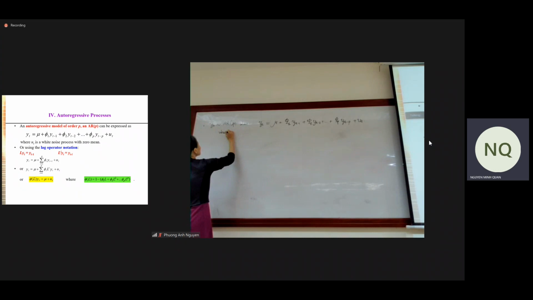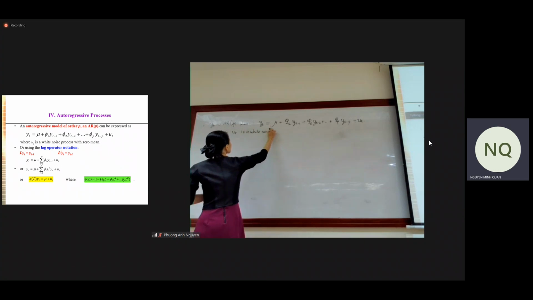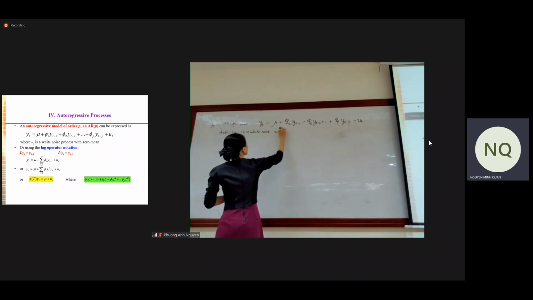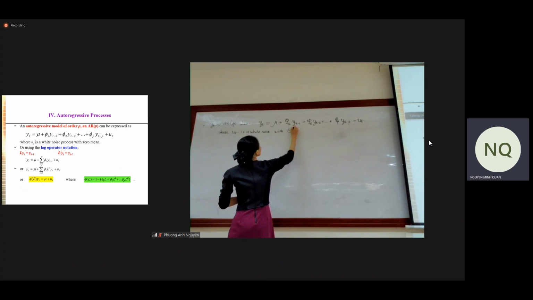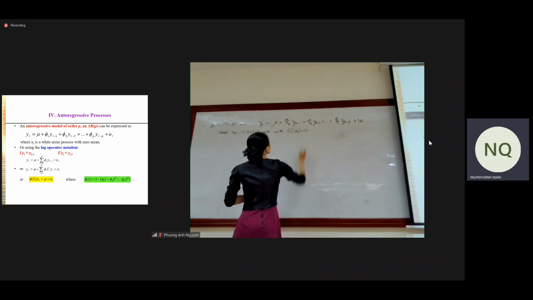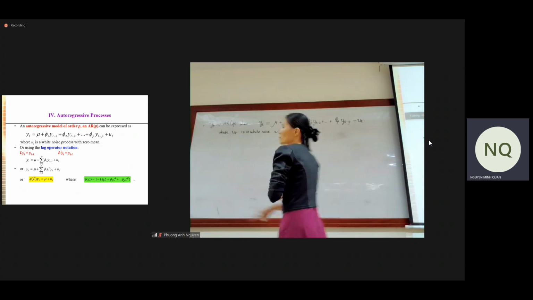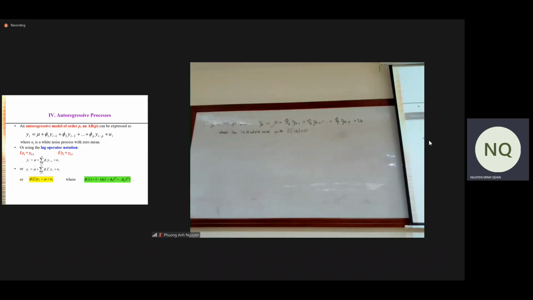where UT is a white noise process with zero mean, expectation of UT equal to 0. For the variance we will see later. For now we have the variance of UT, but often we call it sigma U squared. So this series is somehow more interesting than the previous one.